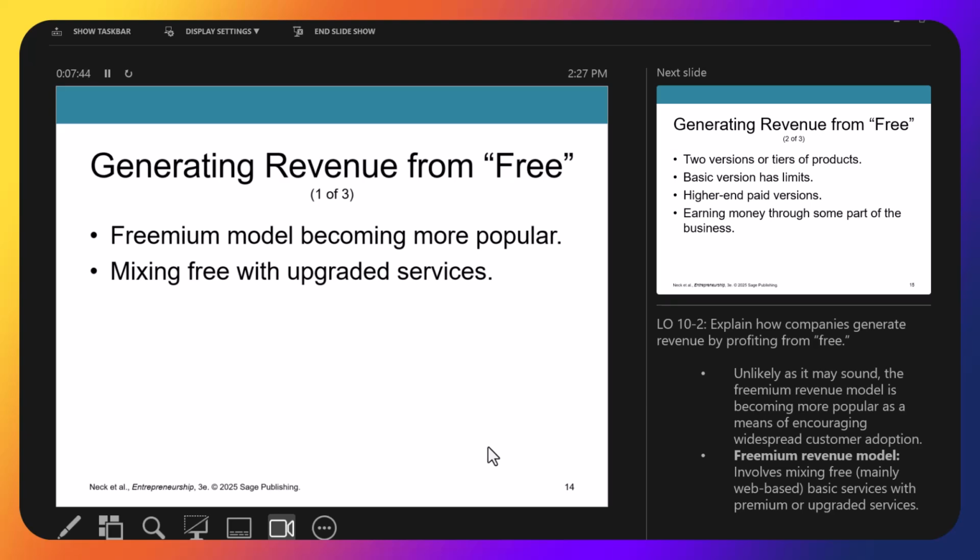Generating revenue for free. This is something that's fairly new. This is where you actually see the freemium model become more popular, mixing free with upgraded services. A lot of times I'll use this example again: streaming services. They can offer you a basic package, but they offer you some free stuff to try to upsell you to something else eventually. Give it to you for 30 days free. You're like, well, I got a good deal for 30 days. But after 30 days, you're paying for it and they're making more revenue as a result.